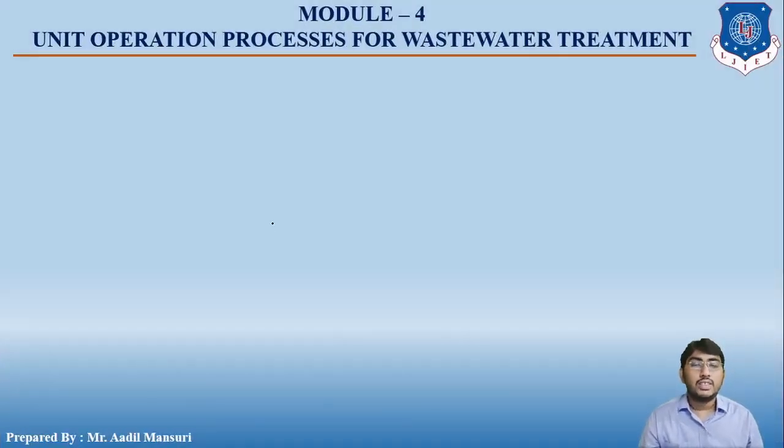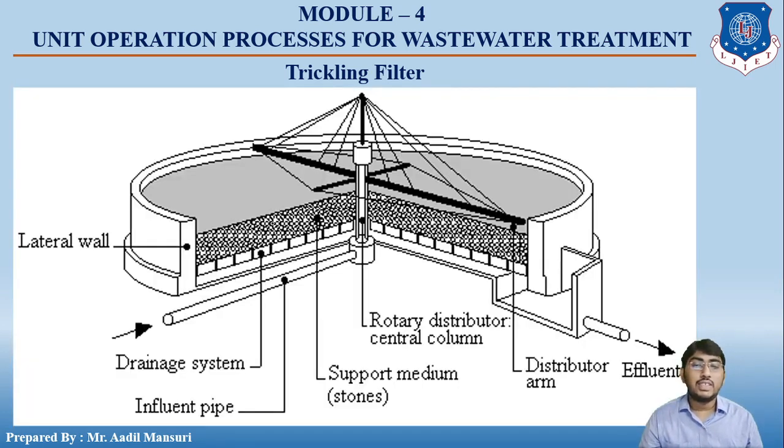Okay students, so let us now start with the next topic, that is the trickling filter. On the screen you can see the pictorial representation of the trickling filter. First of all, this process is known as an attached growth process. Wastewater enters through the central pipe and then enters the nozzle at the top of the tank. Wastewater is sprayed onto the stone media through the nozzles, and the microbes present in the wastewater attach themselves to the stone media and grow and multiply in number.